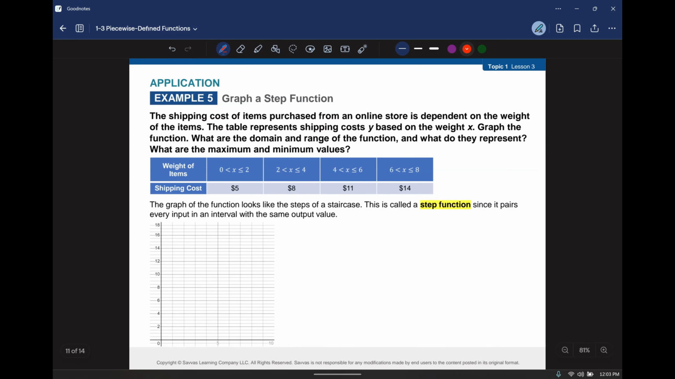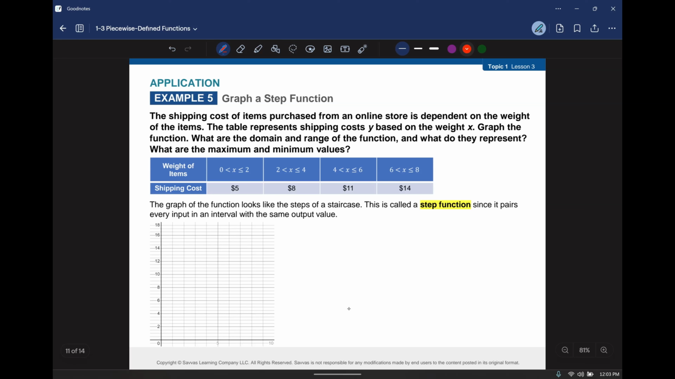Okay, now let's talk about some step functions. All right, so we have the weight of items here. We've got some shipping costs for an online store. It tells you that the weight is your x and the shipping cost is your y. And then we are supposed to graph it, talk about the domain and range, and the minimums and maximums.